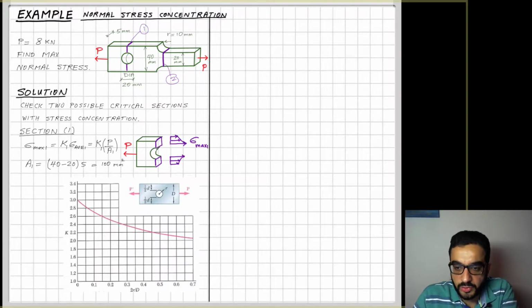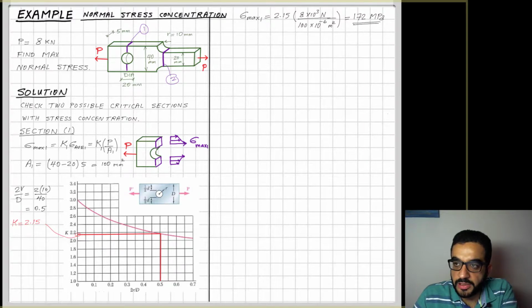Now, how to get K? I'll use the graph. So this is the graph here, and to use the graph, I need 2R over D. That will be 0.5. Hit the curve, you'll find that K is equal to 2.15. Use the K times the sigma average here, which is the P over A1, and I end up with the maximum stress in this section, section 1, to be 172 megapascal.